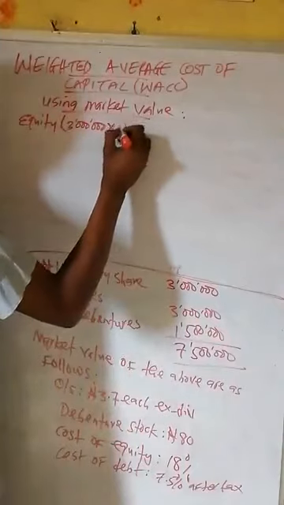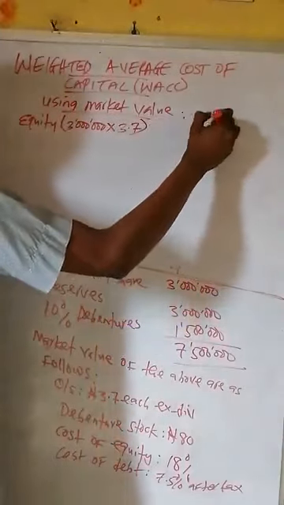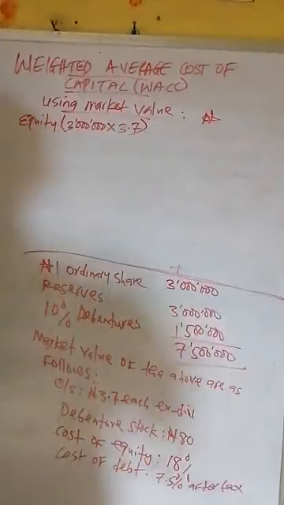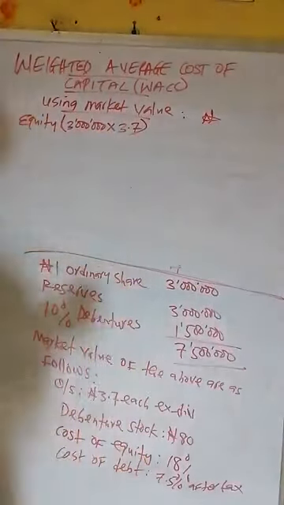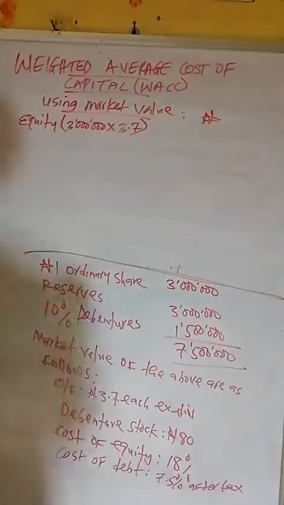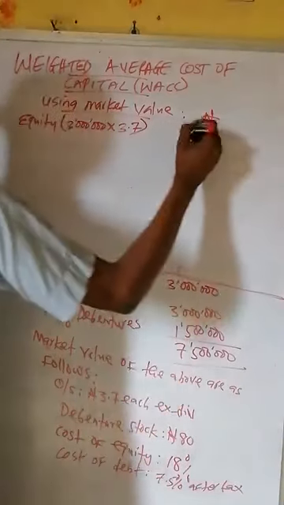So 3.7. What do you have? 3 million times 3.7, 3 million multiplied by 3.7, which gives 11,100,000. 11.1 million.